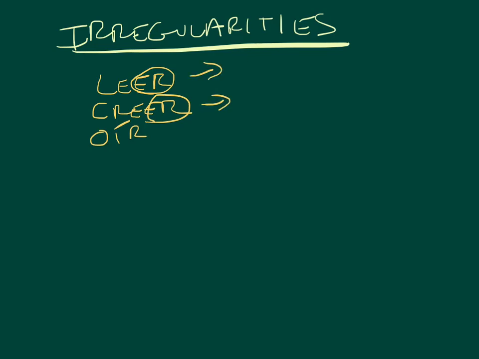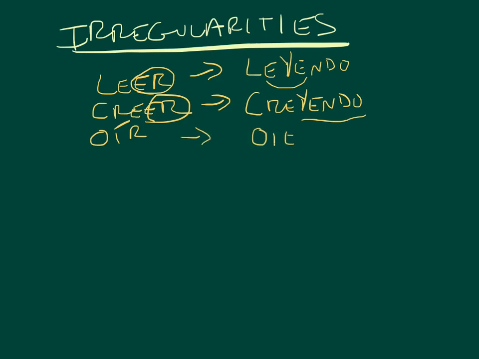So what happens if I do this? Uh-oh. You know the rule, you can't have 3 vowels in a row unless there's an accent mark. So what do I do? I change the I to a Y. So I say leyendo. Okay, same thing. Too many vowels in a row when I go to do the yendo, so I change the I to a Y. Okay, same thing with oír. Oír looks a little strange, so that's why I always choose to do that one. Oyendo, change the I to a Y, oyendo.